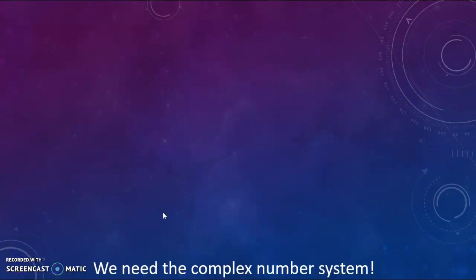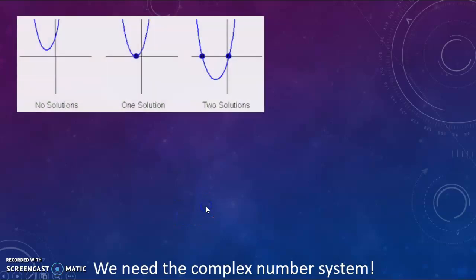So why do we need this complex number system? We're doing just fine with our real numbers. We have seen that when we graph quadratics, you can have one solution, meaning one root. You can have two solutions, but sometimes this parabola doesn't cross the x-axis. So we don't have any real solutions, but we have what's called imaginary solutions.